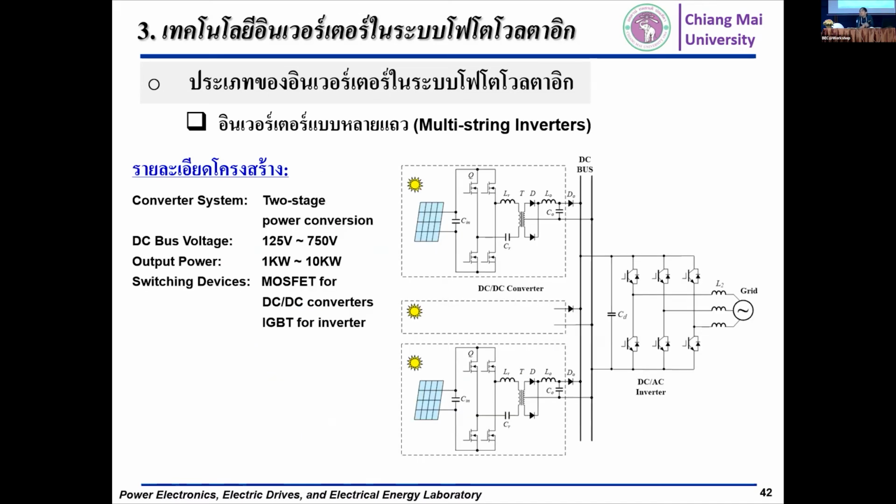This is an example of the multi-string inverter. The multi-string inverter uses the common DC link here, before converting the DC to AC. We can use it for single phase or three phase applications.